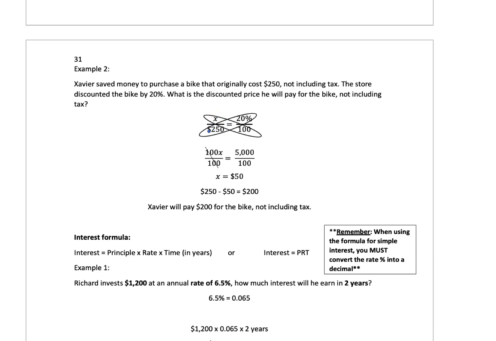We know the original price was $250 and we know that he's saving 20%. So 20% can go over 100, but we don't know what 20% of 250 is yet. So that is our x on top out of our whole number of 250. When we cross multiply here, we get $50 equals x. That means $50 is what he saved. That's his discount.